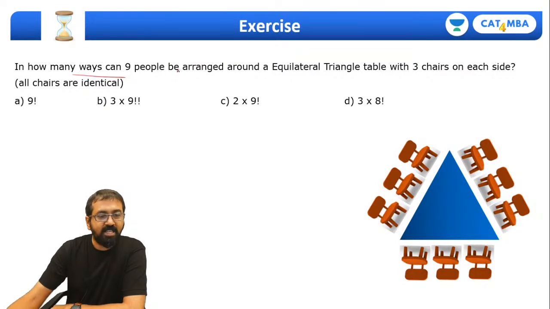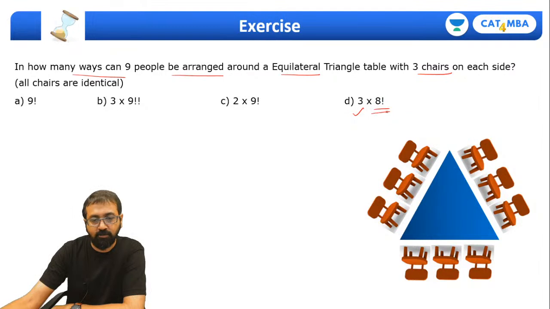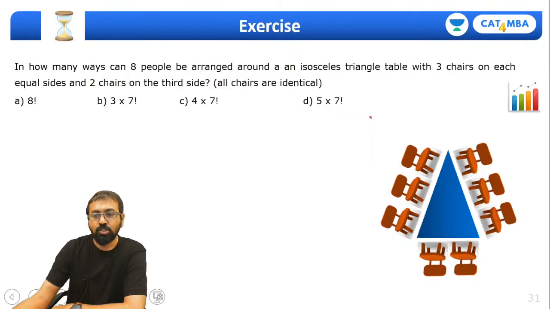In how many ways can 9 people be arranged around an equilateral triangle table with 3 chairs on each side? So once again, for the first person 3 ways, remaining 8 people 8 factorial ways. Oh, this coincidence continues. Option D, right? Okay, great guys.